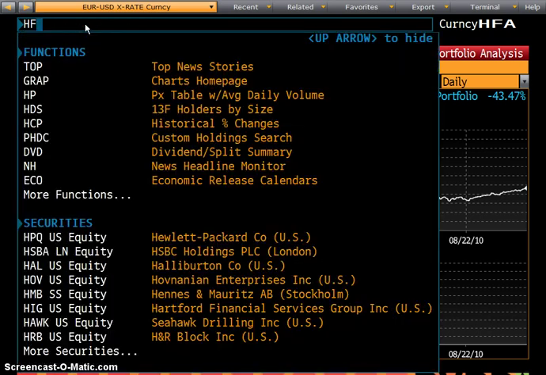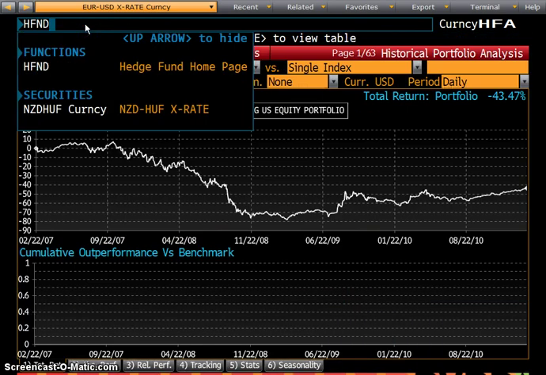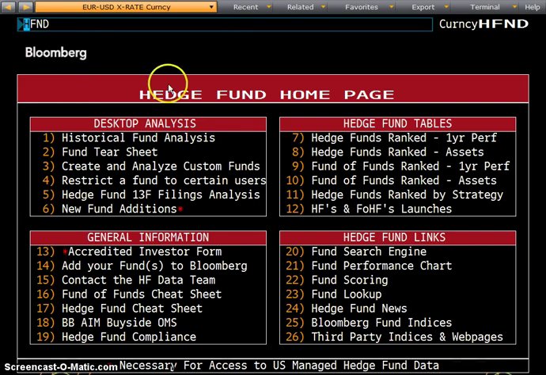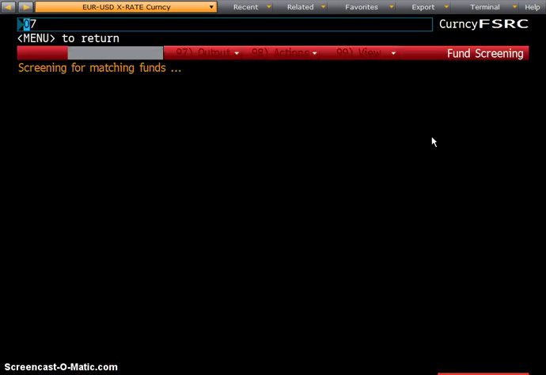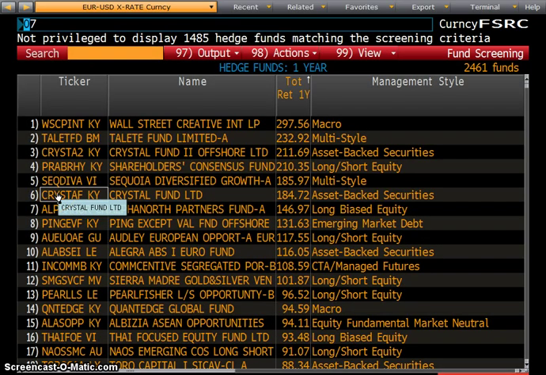The next one I want to highlight is the hedge fund homepage here. You can study hedge funds as well. Let's look at the 1-year performance. You can do a desktop analysis, general information, hedge fund tables, as well as the many hedge fund links here. From this, you can see which hedge fund has performed the best or has been doing well. We'll just wait for Bloomberg to catch up with this. It's running a little bit slow. Let's see. It wasn't doing this before. Okay, finally the result has come up.